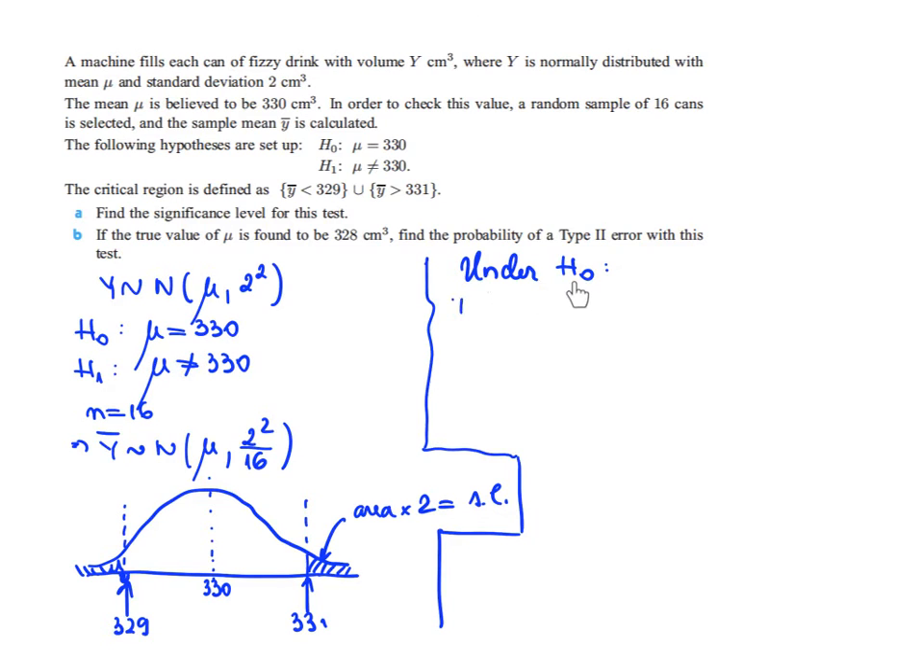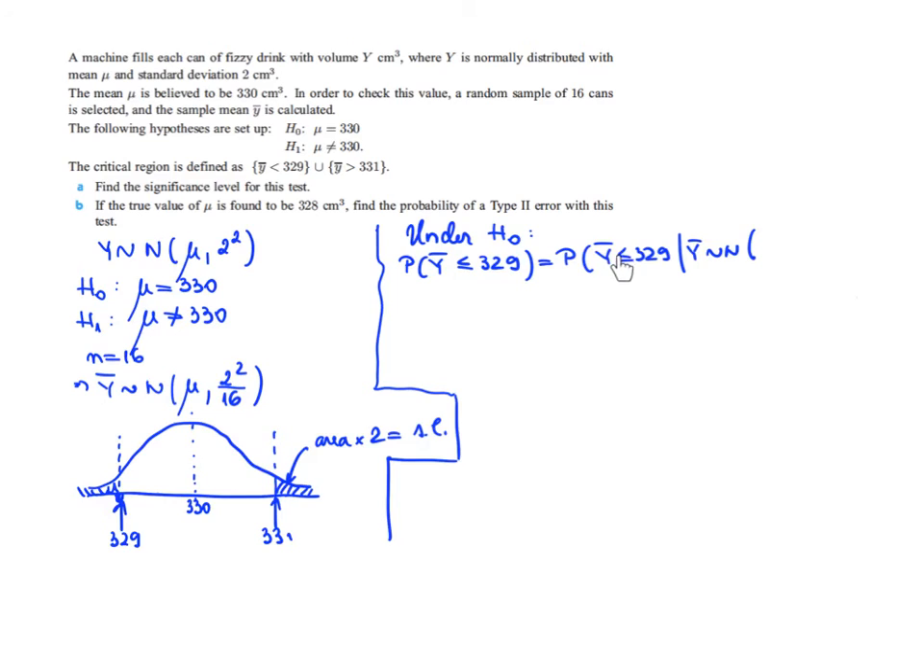So under H0, I always assume the actual state to be the correct one, the true one. I find this area. It doesn't matter if it's less or less equal, it's a continuous distribution. I like to write a conditional probability of y bar smaller than 329, given that y bar is normal. So I want all the time to link the variable with the distribution so that you know where you look at. We have many distributions coming together in a question. You can use a calculator here, or you can standardize.